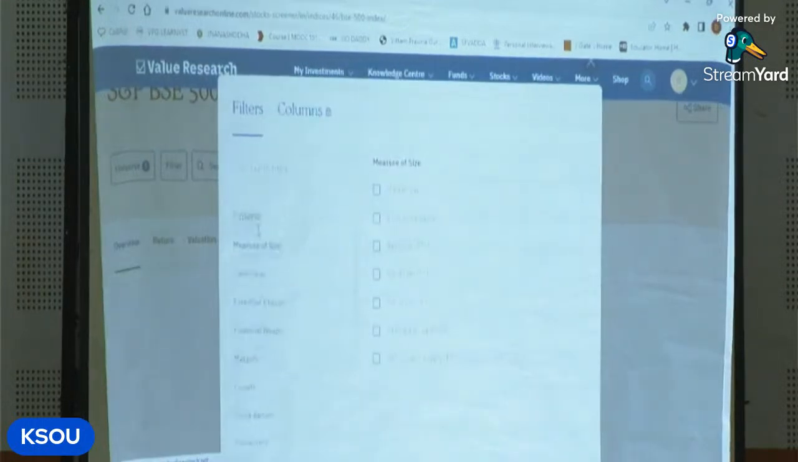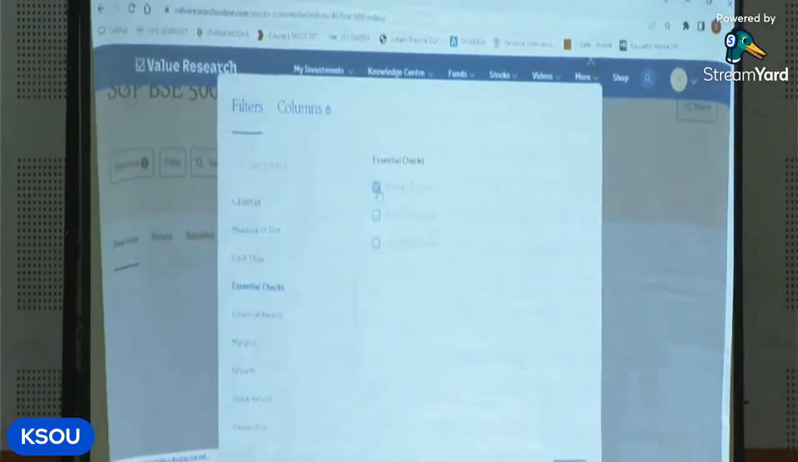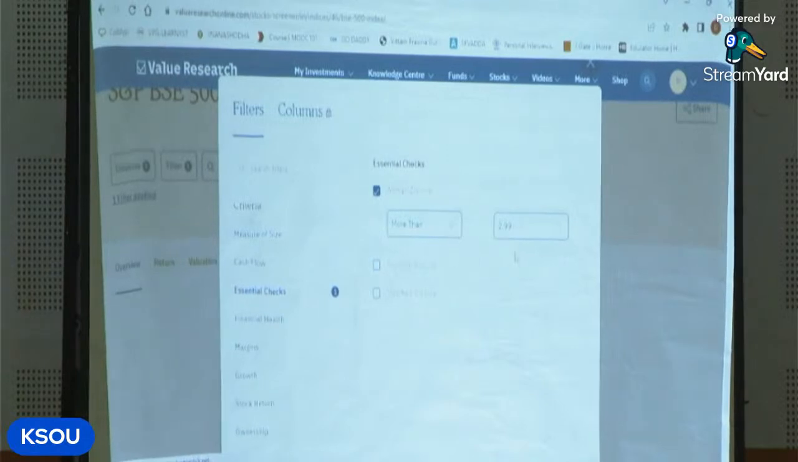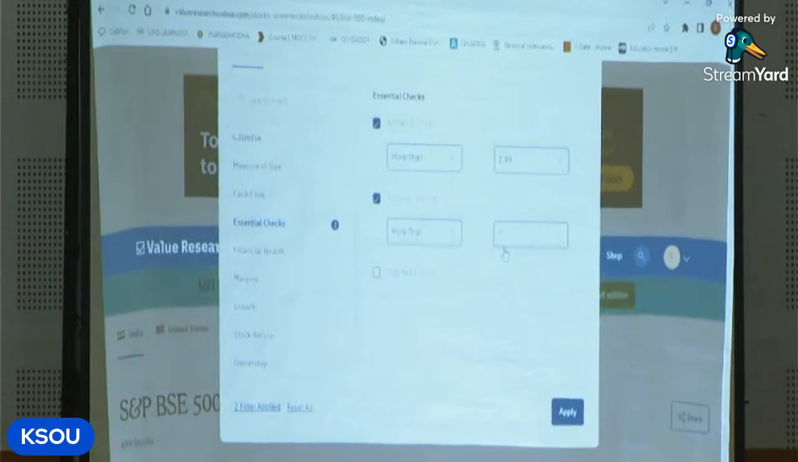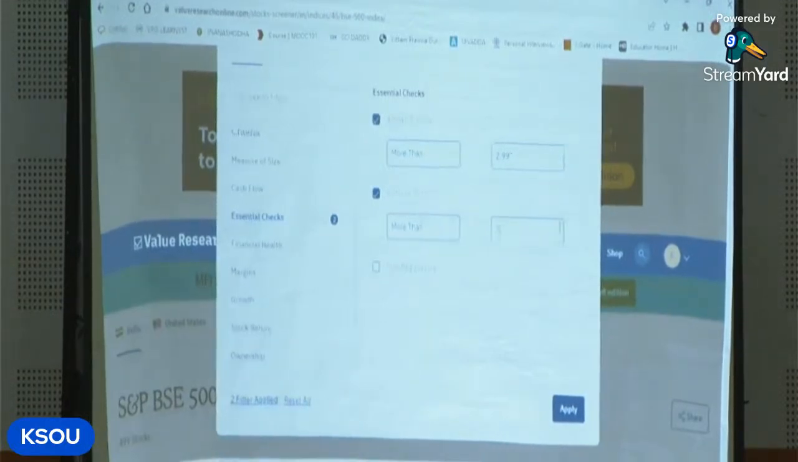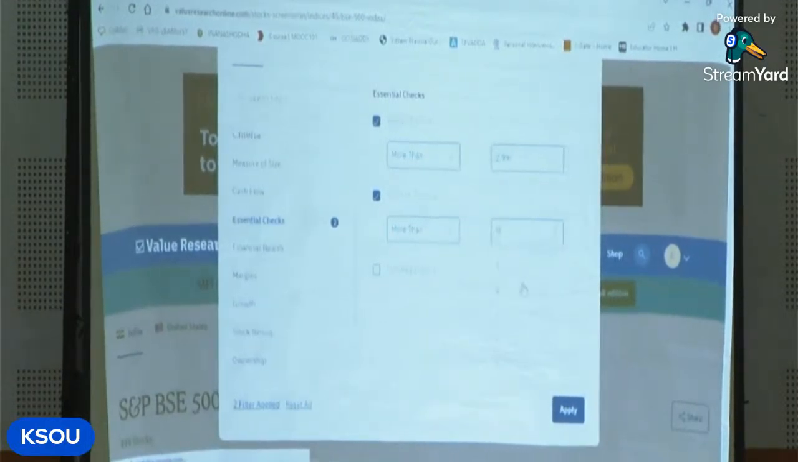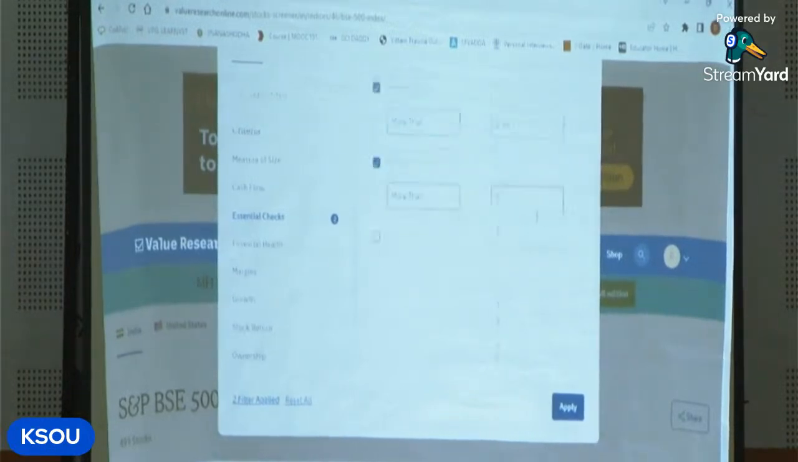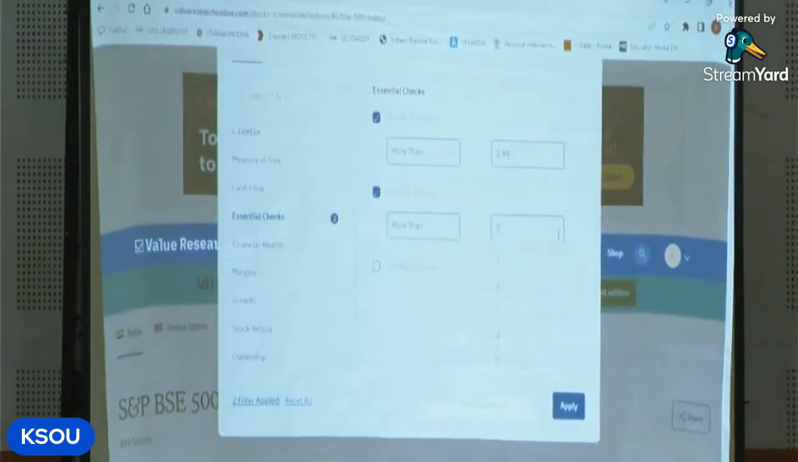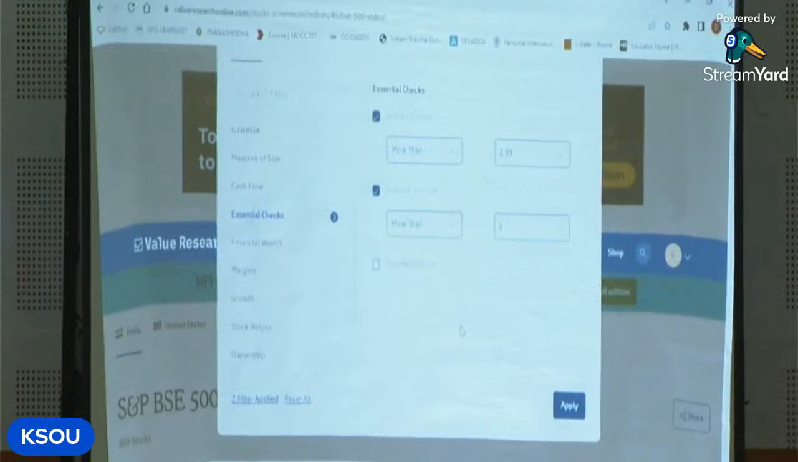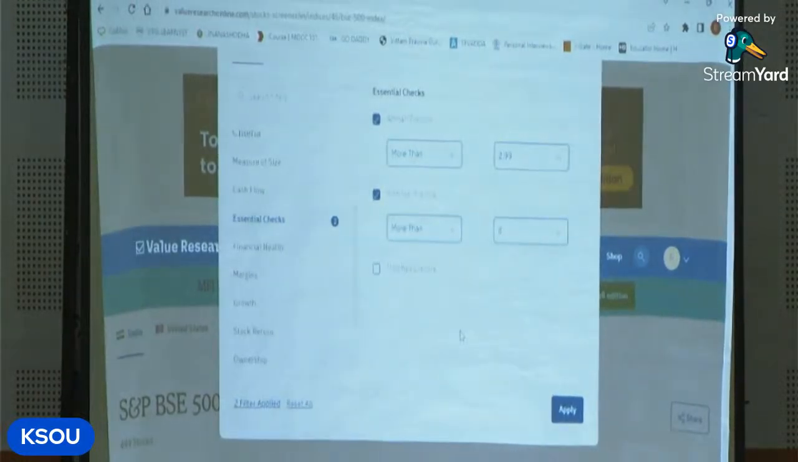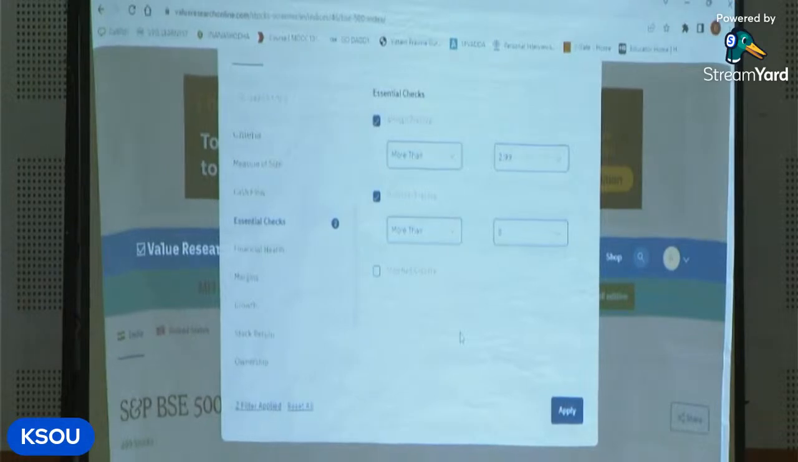Filter, essential checks. Now, when I say Altman Z score, Piotroski F score, by default it's asking 7, but if you want, you can fix it. More than 7, more than 6, more than 8, whatever you want, you can fix it. It will select only those stocks. So let's say fix it as more than 8. Then only stocks which have 9 as Piotroski F score will get selected. And if the other two are also favorable, truly a good stock for investment.